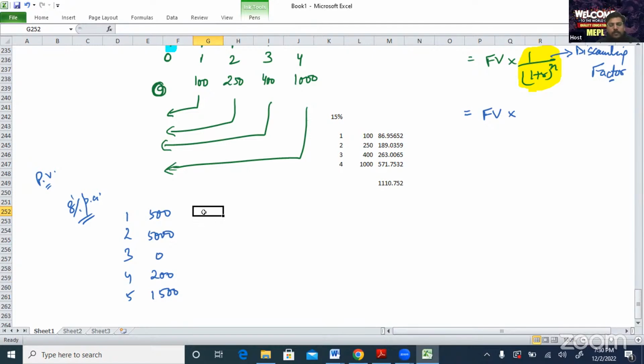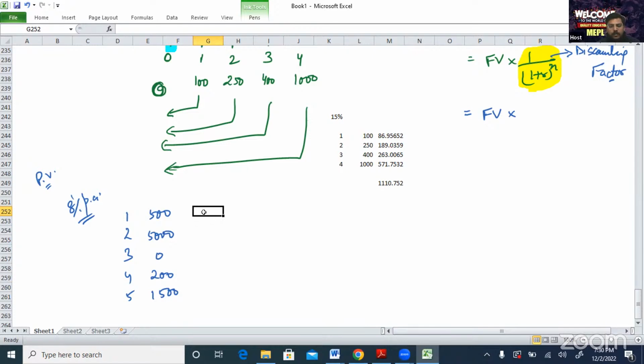Then on 1 I will put 5,500, enter, drop down. Then at C02 I have 5,000, enter, go down. Then on the third we have 0, enter, go down. At 4 we have 200, enter, go down, and then we have 1,500, enter. So all these values we have punched.